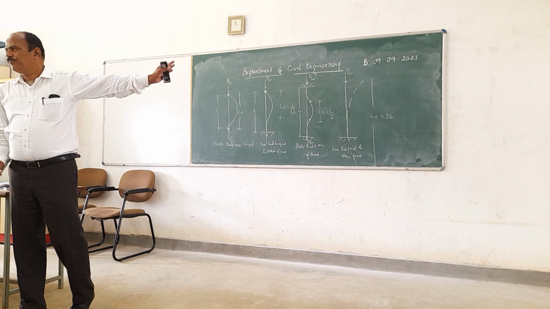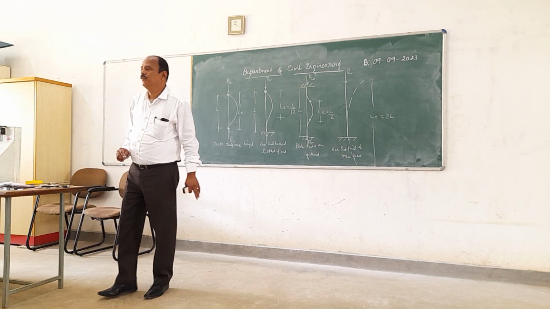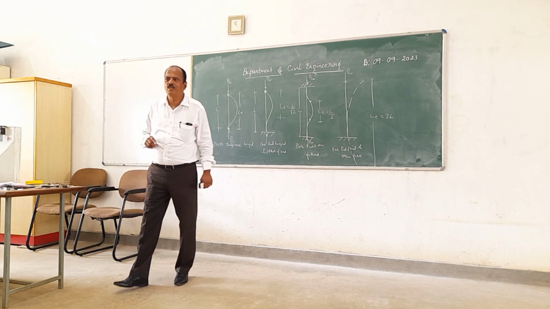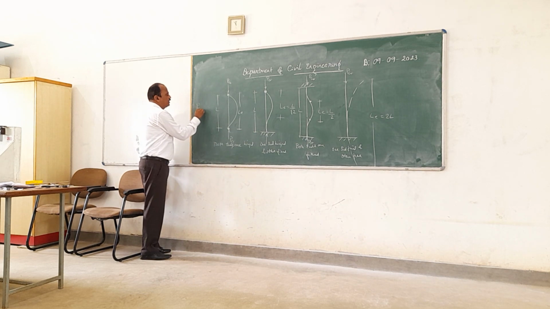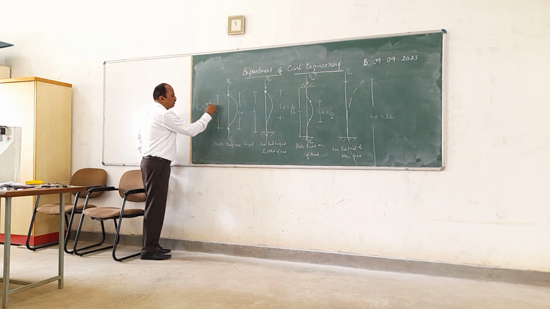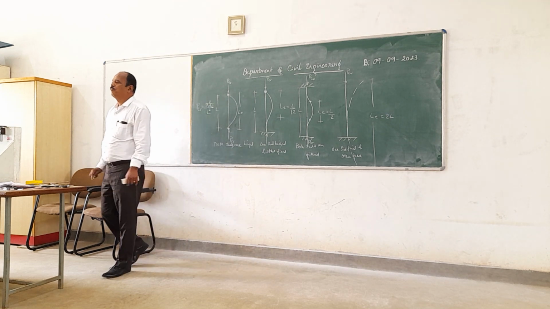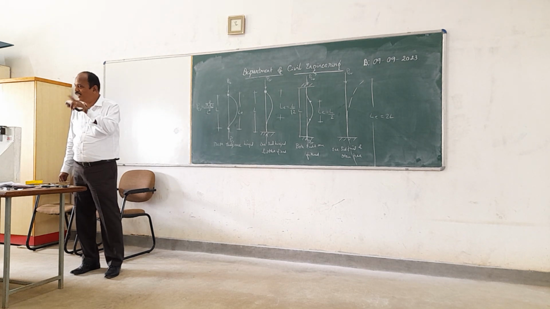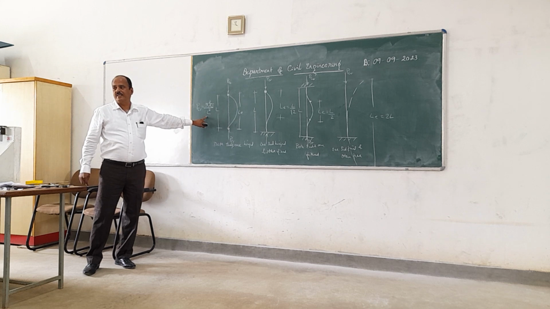Now, what is the generalized expression? We have studied when both ends are hinged. When both ends are hinged, the buckling load is given by the formula PCR is equal to pi square EI divided by L square. This is the standard one. When both ends are hinged, the buckling load, or the minimum load at which the column just starts to buckle, is given by the expression pi square EI by L square.